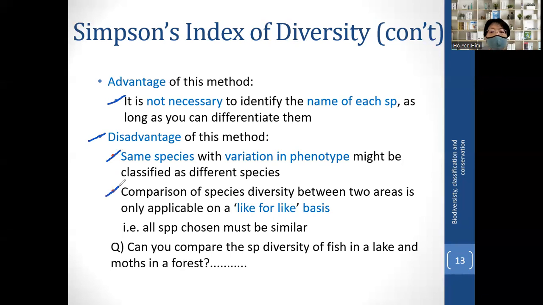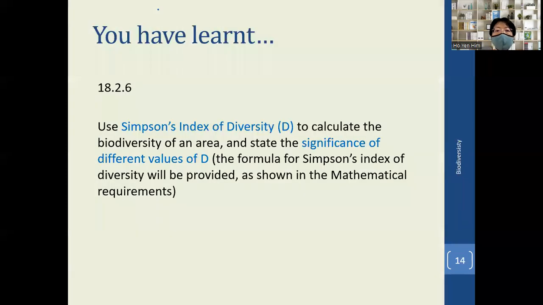And we can only use the Simpson's index of diversity to compare two areas when their species are similar in these two areas. So that means we can only compare on a like-for-like basis. All species in these two areas must be similar, and only then can we compare these two areas in terms of species diversity. So we cannot compare the species diversity of fish in a lake versus moths in a forest, because they are different species. So that is the advantage and disadvantage of Simpson's index of diversity.